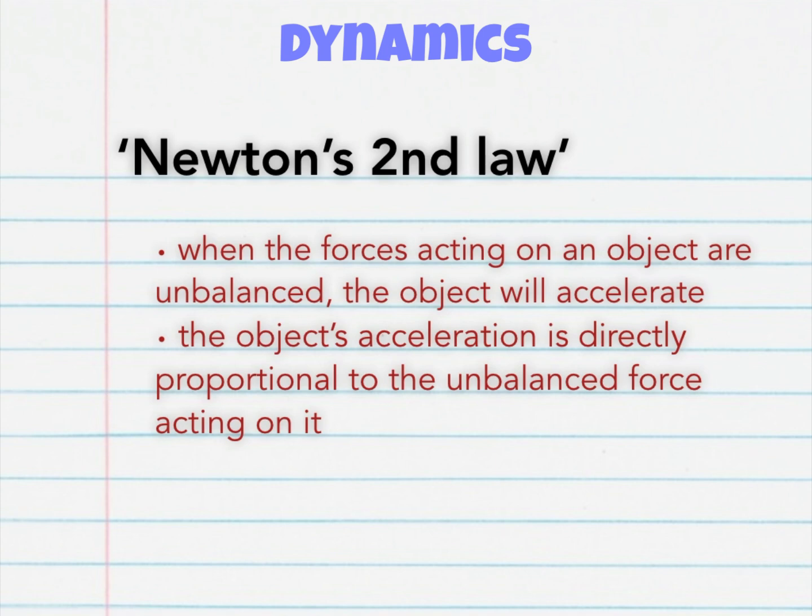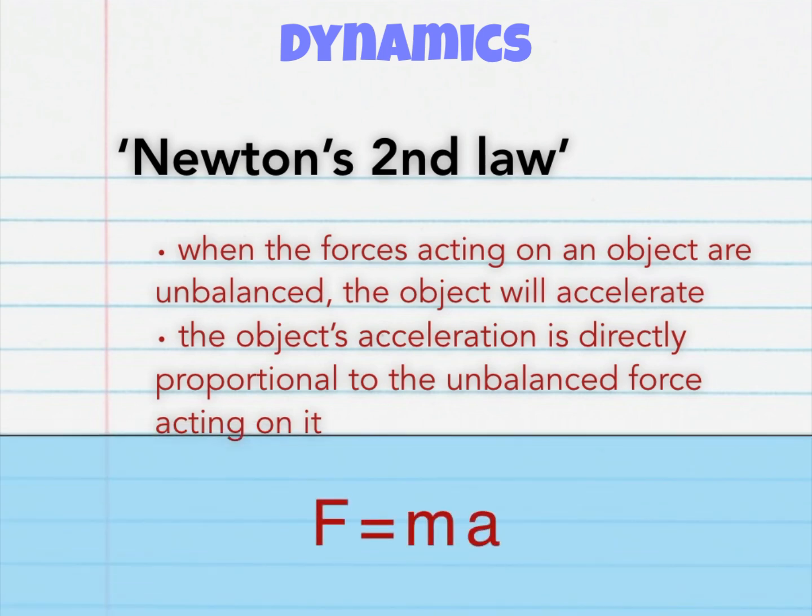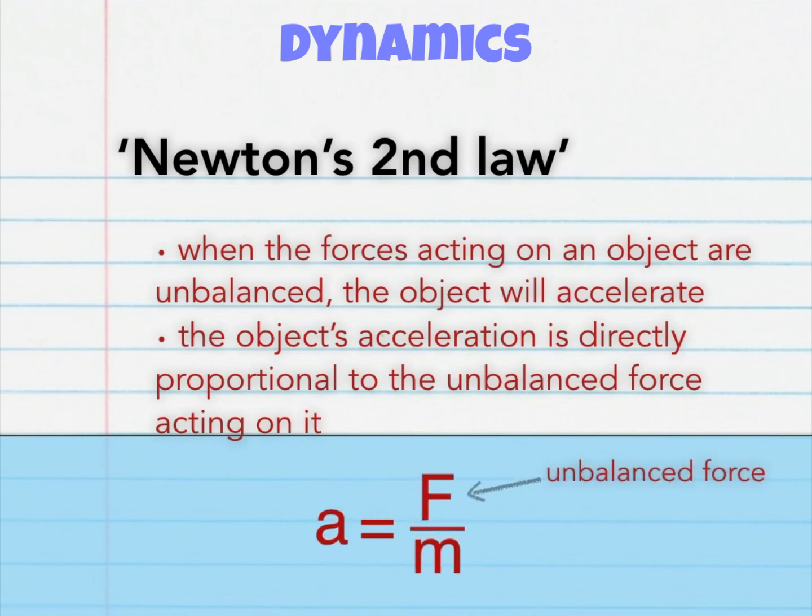Here's the equation that links unbalanced force and acceleration. If we divide both sides by mass m, then we can make acceleration a the subject, like this. So acceleration a is equal to the unbalanced force F divided by mass. You should see then that the acceleration is directly proportional to the unbalanced force.